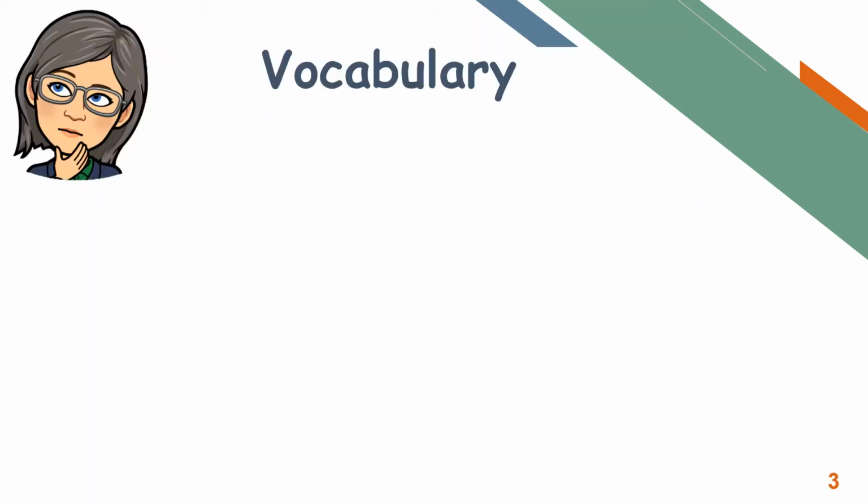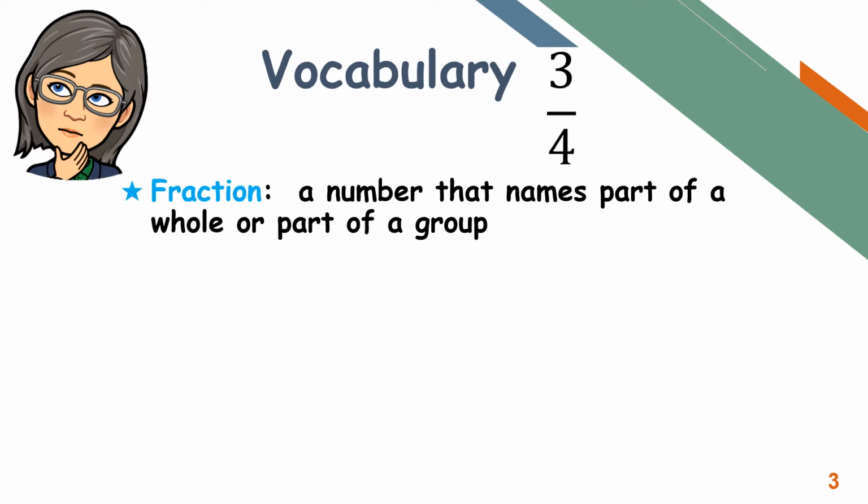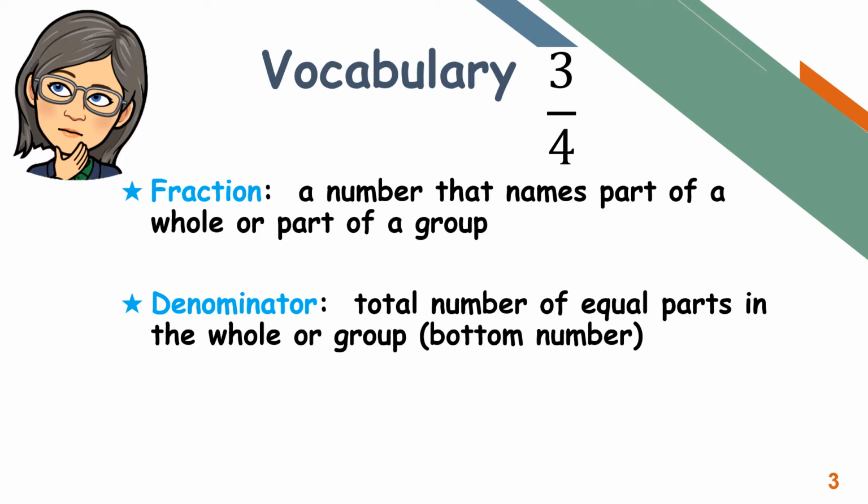Let's begin our lesson on comparing like fractions with a review of a few vocabulary words related to the study of fractions. First, what is a fraction? A fraction is a number that names part of a whole object or part of a group of objects. A fraction has two parts, a numerator and a denominator. The denominator of a fraction tells us the total number of equal parts in the whole object, or in a group of objects. It is the number on the bottom of a fraction. The denominator in 3/4 is 4 and tells us that 3/4 has 4 total parts.